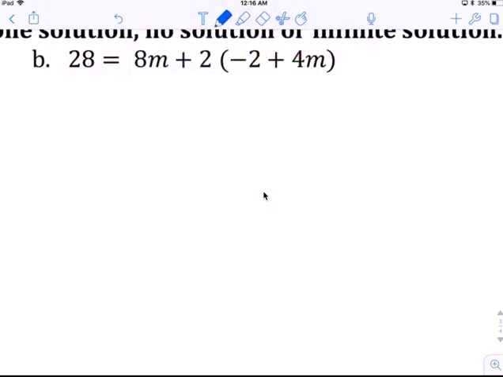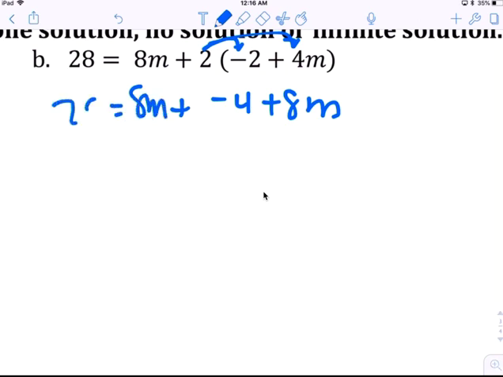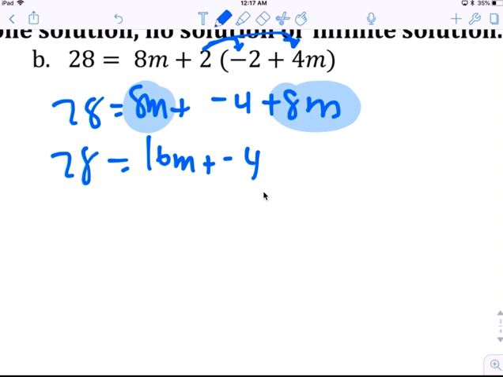Okay, distribute. -4 plus 8m, 8m, combine these, 16m. Wrong, this doesn't have an m. Oh no. Wrong, you make 0. This doesn't have an m. You can't do that. You need to make 0 because there's a plus here. So you minus. Add 4.